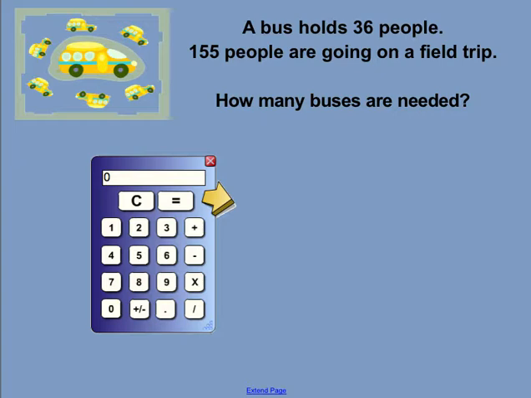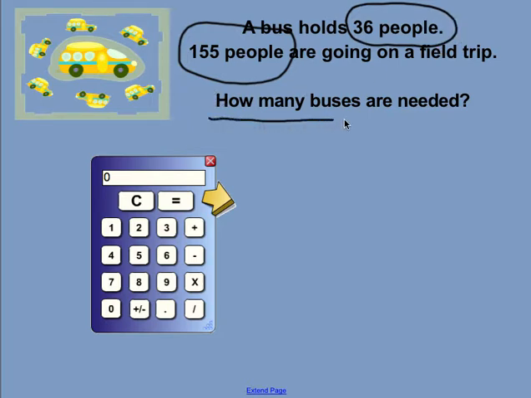A bus holds 36 people. 155 people are going on a field trip. How many buses are needed? 155 people are going to go onto buses that hold 36 people each. How many buses are needed? Let's set up our division number sentence. We're starting with 155 people. We need to get all of them onto buses, and one bus is going to hold 36 people.